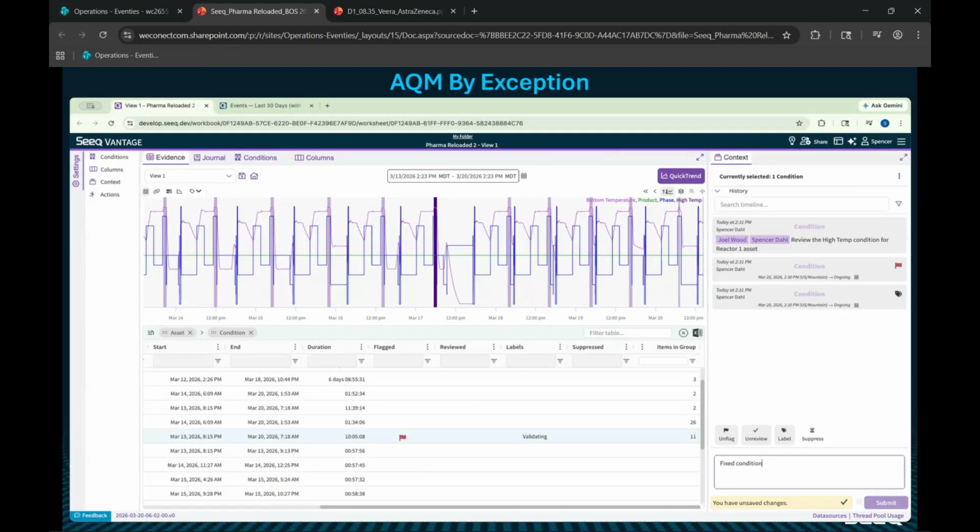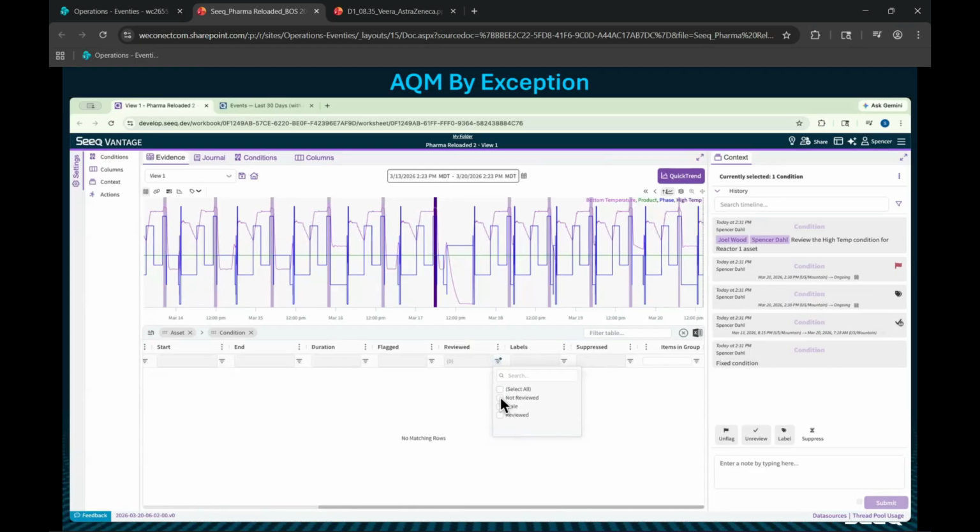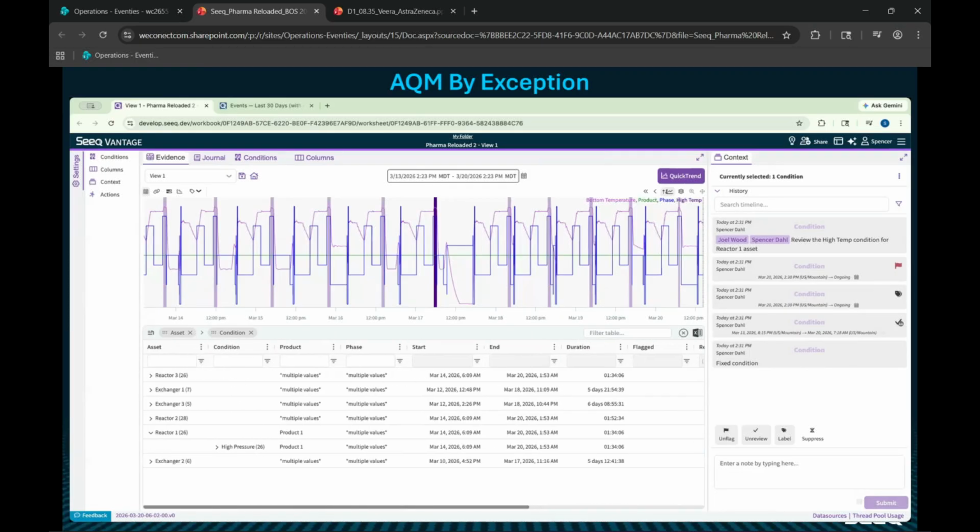Also while we're adding all this context, this can all be added back into the workbench view that Joel was showing in the beginning. So the context is very much linked to the original data too. And then after we've reviewed everything, we can sort by not reviewed. We see our high temp condition goes away. We can continue going through this process of triaging these other events that we've had over the last 30 days.